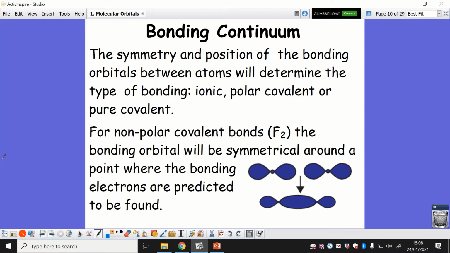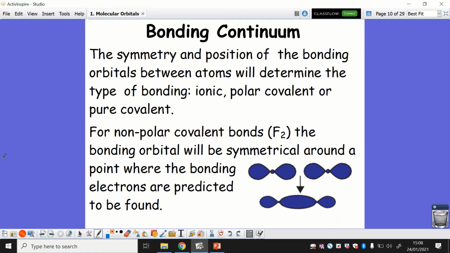Right, so thinking back to the bonding continuum that you looked at in Higher, we know that the symmetry of a molecule will determine if it's polar. The difference in electronegativity will determine whether it is ionic, polar covalent, or pure or non-polar covalent.